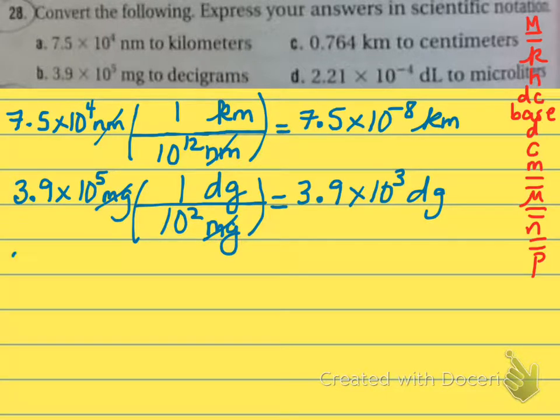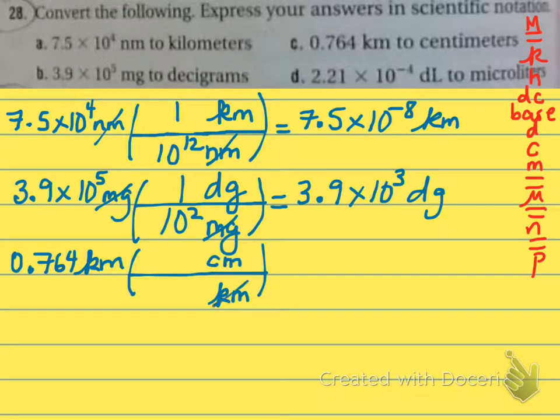Letter C, we're starting with 0.764 kilometers. Kilometers have to go in the denominator. We're converting to centimeters, so they're going to go in the numerator. A kilometer is larger, 10, 2, and now we'll find that number. We start at kilometers, we're going to go to centimeters, so 1, 2, 3, 4, 5. So that's going to be 10 to the 5th. So that's going to make our answer 7.64 times 10 to the 4th centimeters.